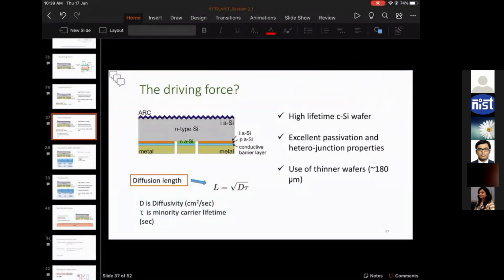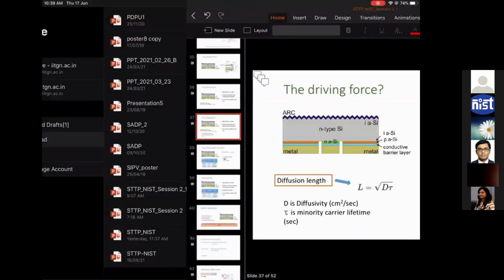I would say, if I want to answer your question, I will introduce a term called dielectric relaxation time. Why your minority carrier lifetime or diffusion length is important, if you were present in the previous talk, I have shown. Let me show this again.